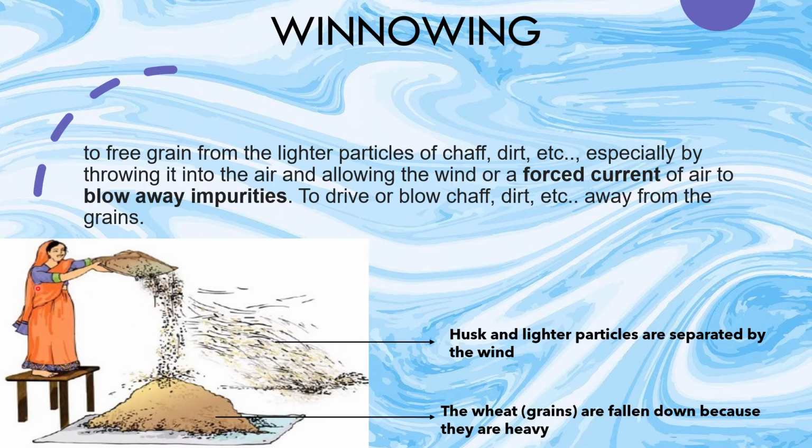because the air current is moving in the arrow direction, as you can see here. So the wind is moving from here to here. Because of this, the husk, as it is lighter than the wheat, is flowing away and gathering on the other side.